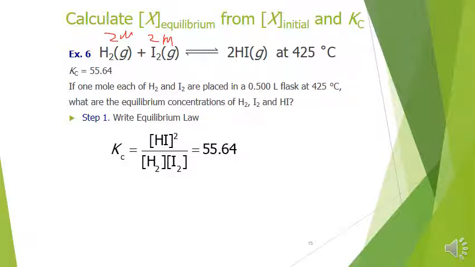And it's also assuming that we have no product. Here's the equilibrium expression, and we know the Kc. So we're going to use all this information to figure out what we want to find here. We want to find the equilibrium concentrations of each one of these.